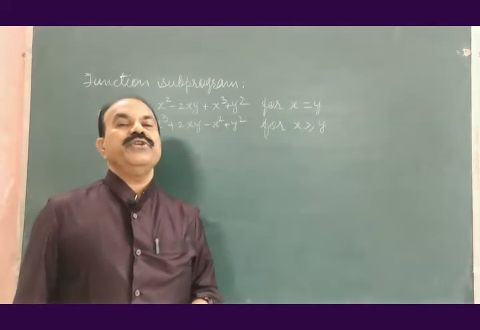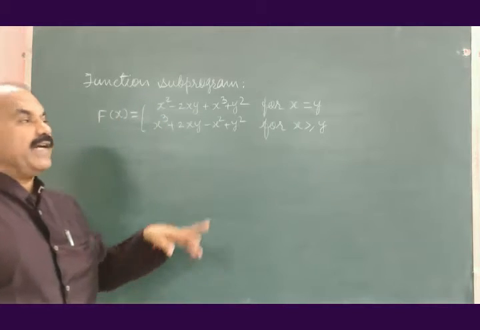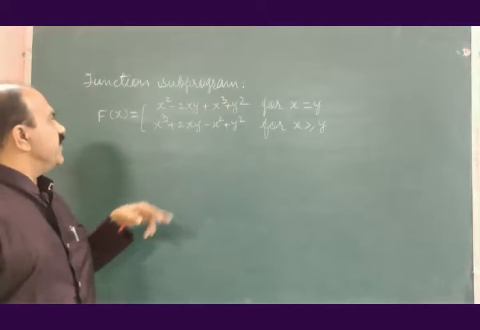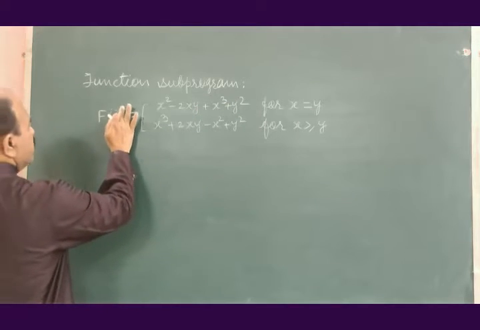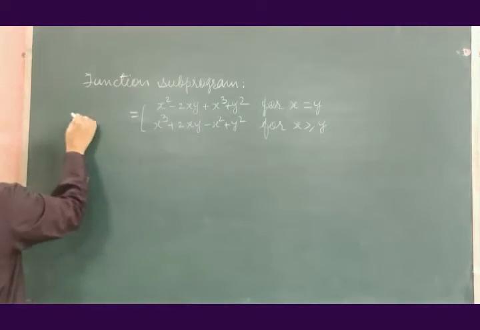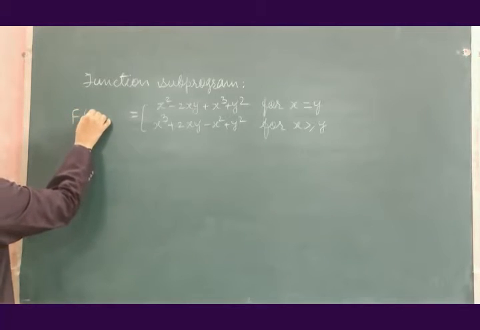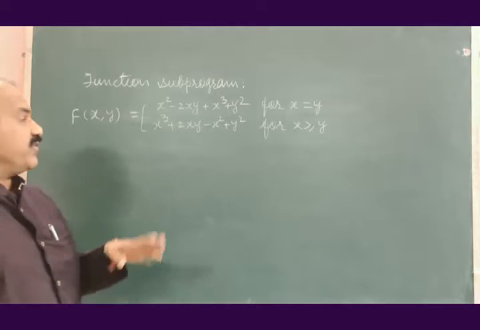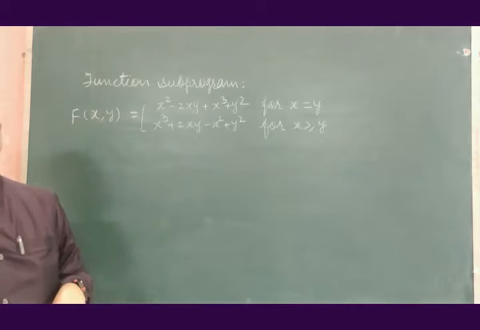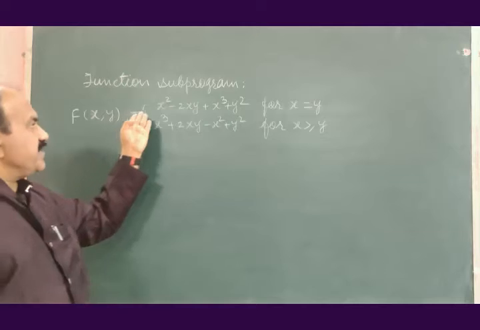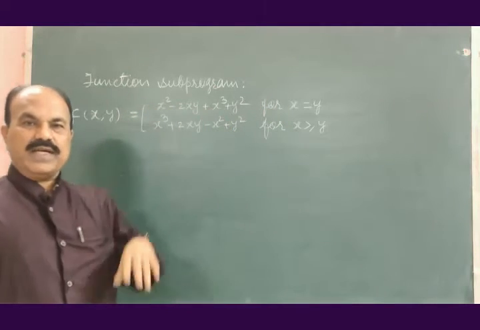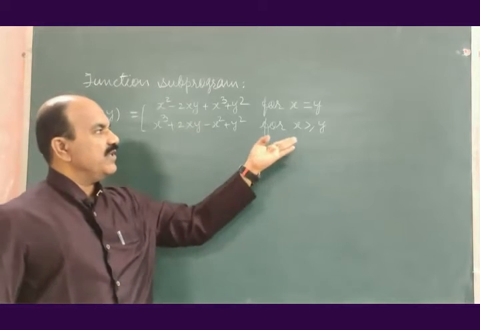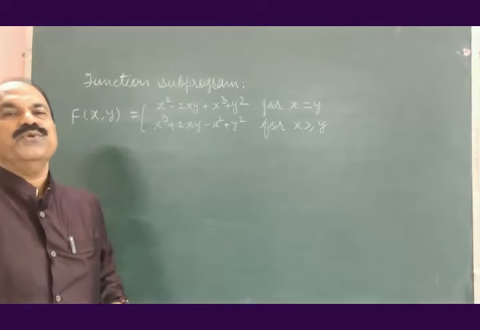because there are two different conditions, and for these two different conditions this function has different values. Instead of writing this simply f of x y, let me write this as f of x comma y, because f is a function of x and y. So this f of x y is equal to this for x is equal to y, and this f of x y is equal to this for x greater than equal to y.